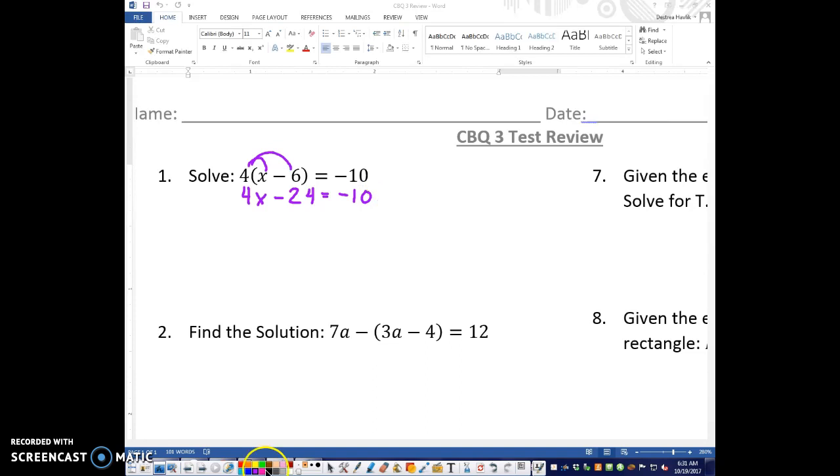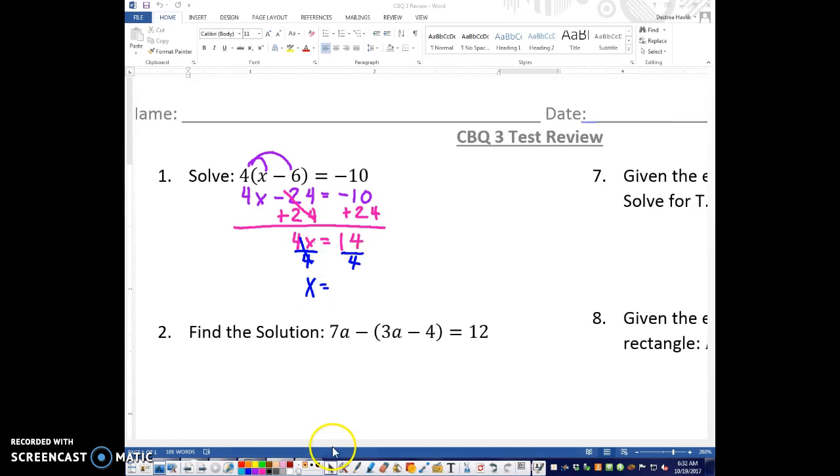Next step, do we need to combine like terms? No. Do we need to get all the variables on one side? No, it already is. So now let's start getting rid of things. Can we add or subtract? Yes, we can add this 24. So that cancels out. We have 4x equals, what's negative 10 plus 24? It's 14. Now, can we multiply or divide? Well, this is being multiplied, so we need to divide by 4. So we have x equals 14 over 4.